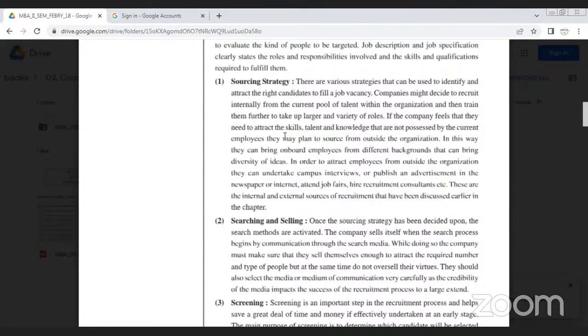In order to attract employees from outside, organizations can undertake campus interviews or publish advertisements in the newspaper or internet, attend job fairs, hire recruitment consultants, etc. These are the internal and external sources of recruitment that have been discussed clearly in the chapter.